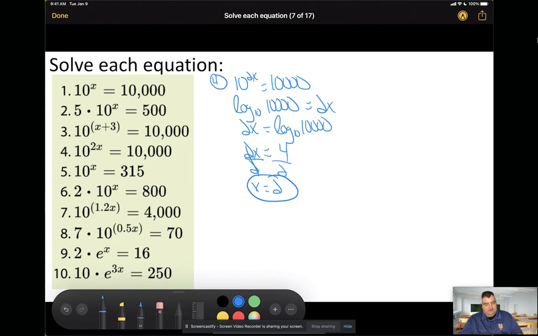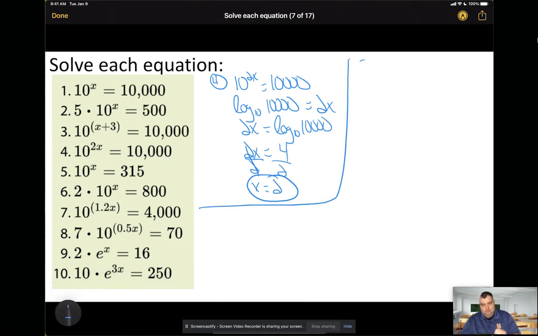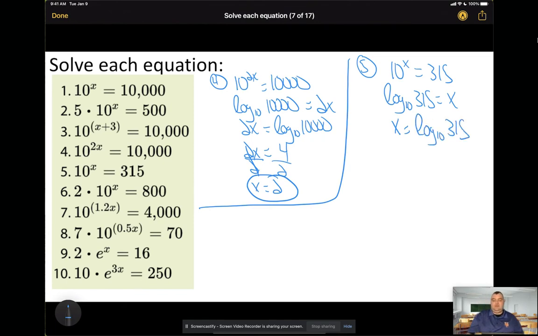Okay, number 5. Number 5 is 10 to the power of x equals 315. My exponential term is isolated. There's nothing I need to get rid of, so I'm going to rewrite this in log form. So this is going to be log base 10 of 315 equals x. So x equals log base 10 of 315.